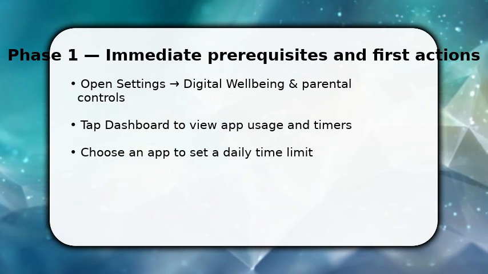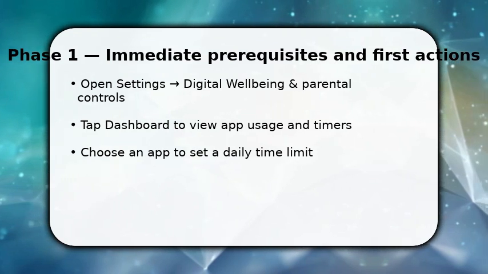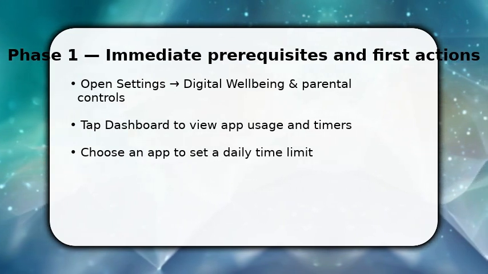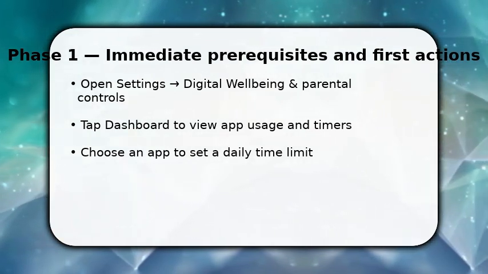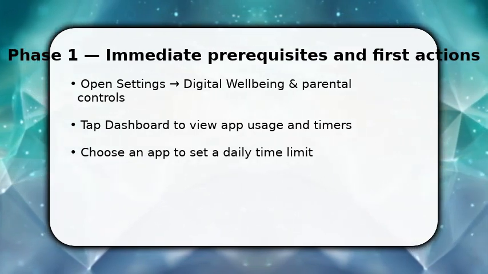Now select the specific app you want to limit. Make sure to check current usage so you set a sensible limit. Tap App Timer and enter the daily duration. You can use hours and minutes. Press Set to apply the timer. This begins enforcement immediately, so you'll see how it behaves within the day.